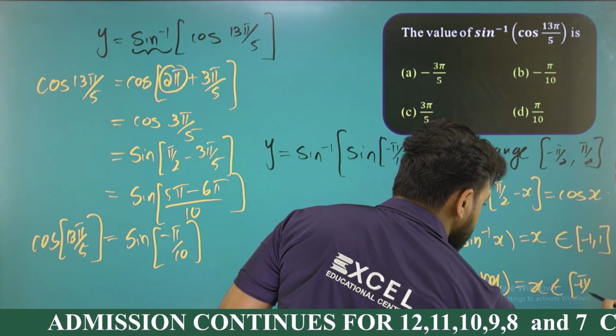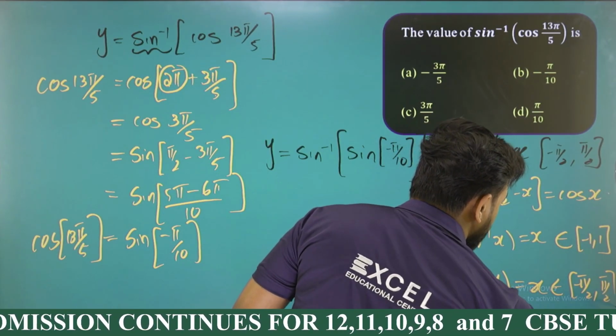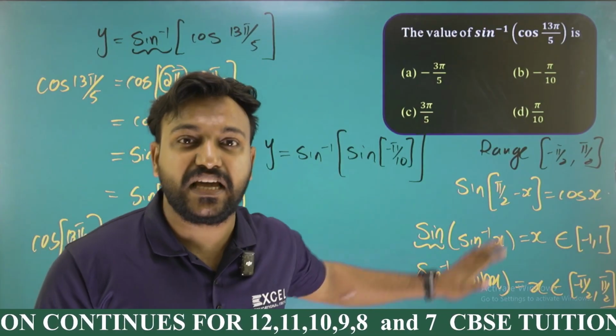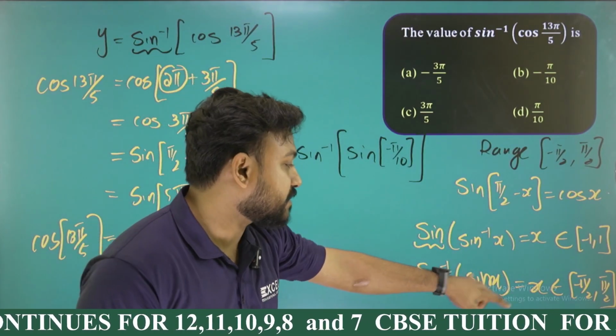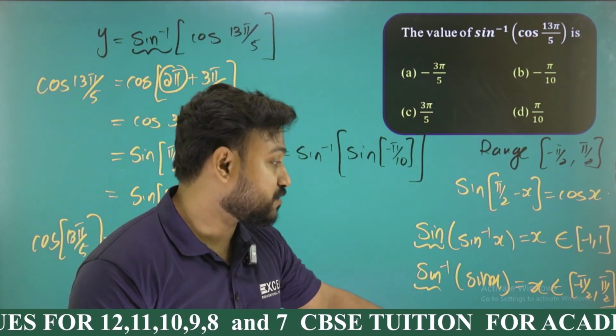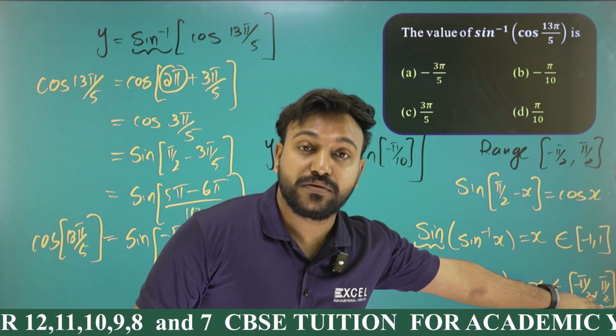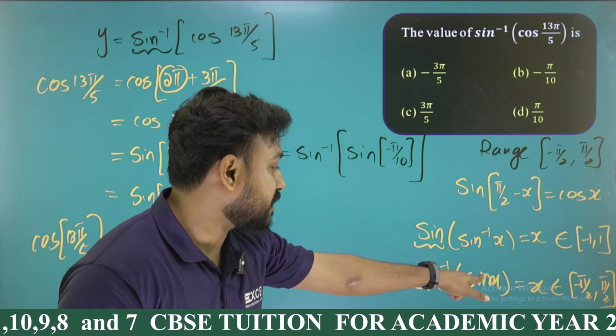The range of sine inverse is what? From minus pi by 2 to pi by 2. Anything outside this, you cannot cancel these two. You have to convert that x into this interval, then only you can cancel sine inverse and sine.